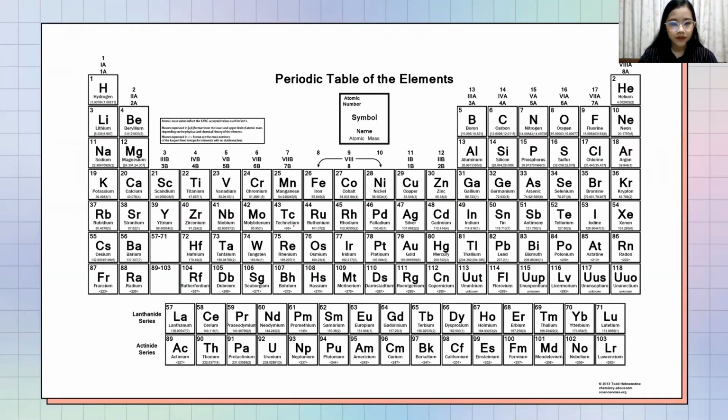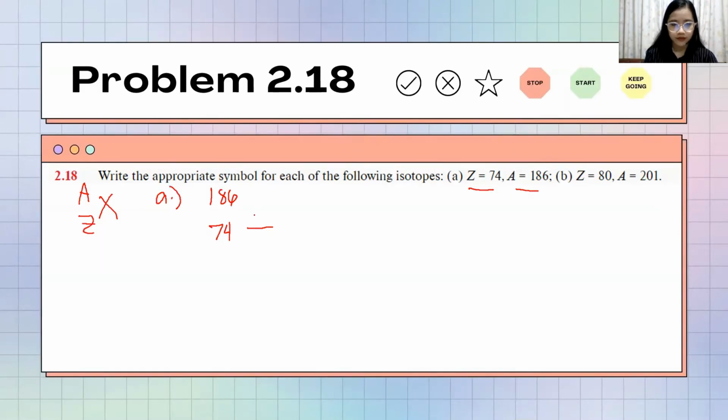Here we can see that the atomic number 74 is element tungsten. The symbol for tungsten is W, so we write it here. And here we go. This is the appropriate symbol for this isotope.